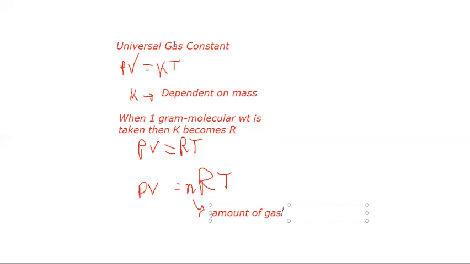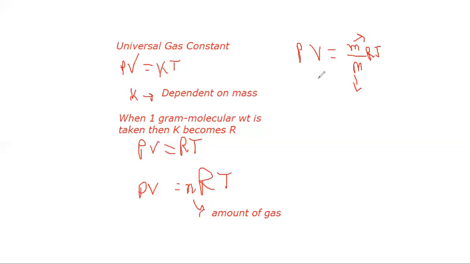This n can again be converted, so PV is equal to small m by capital M into RT. Now, what is this small m? Small m is the weight of the gas in gram, the actual mass of the gas, and capital M is the molecular weight. So if you divide the actual mass of the gas by its molecular weight, you get the amount of gram molecules the gas contains. Okay.